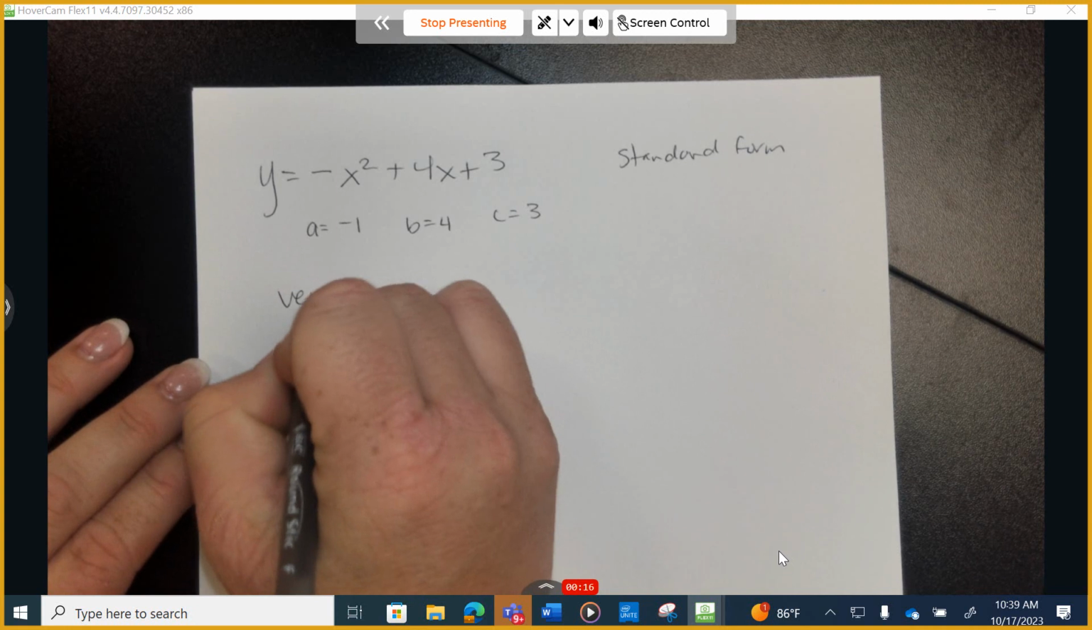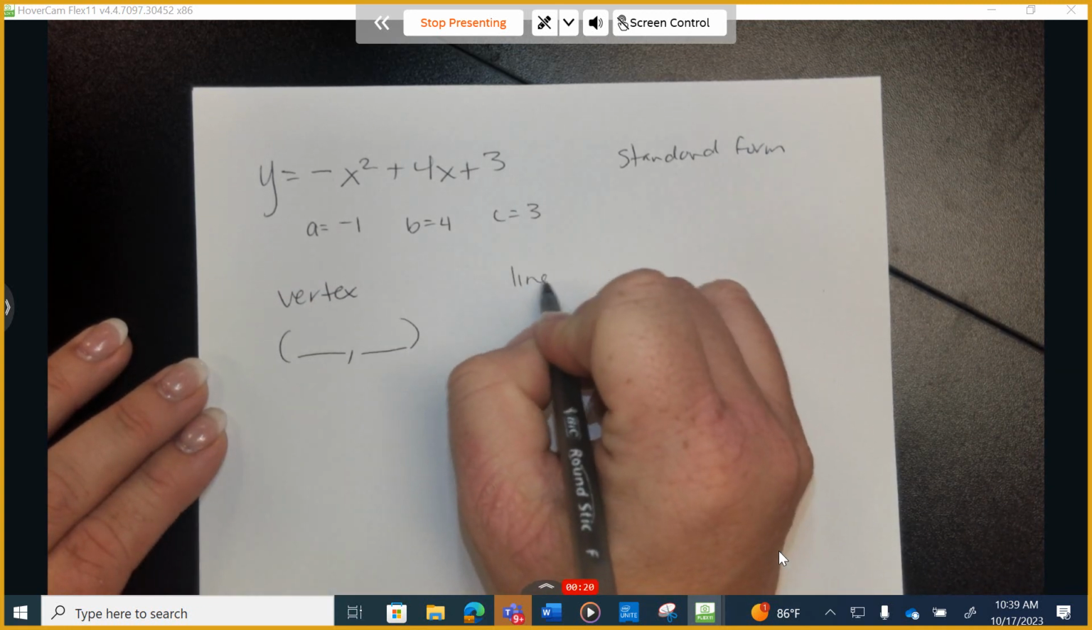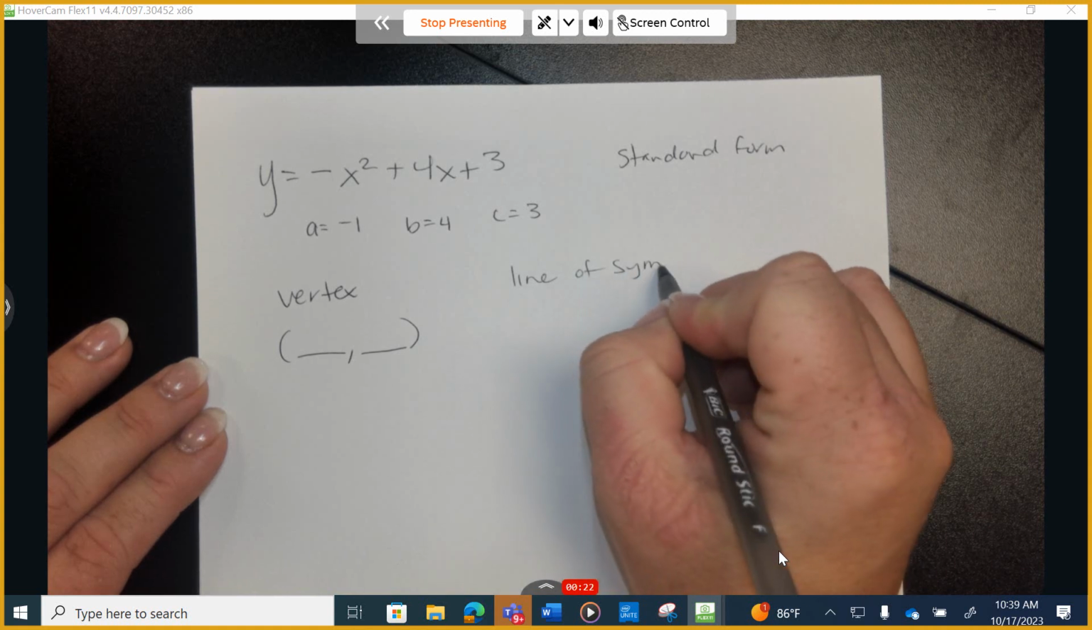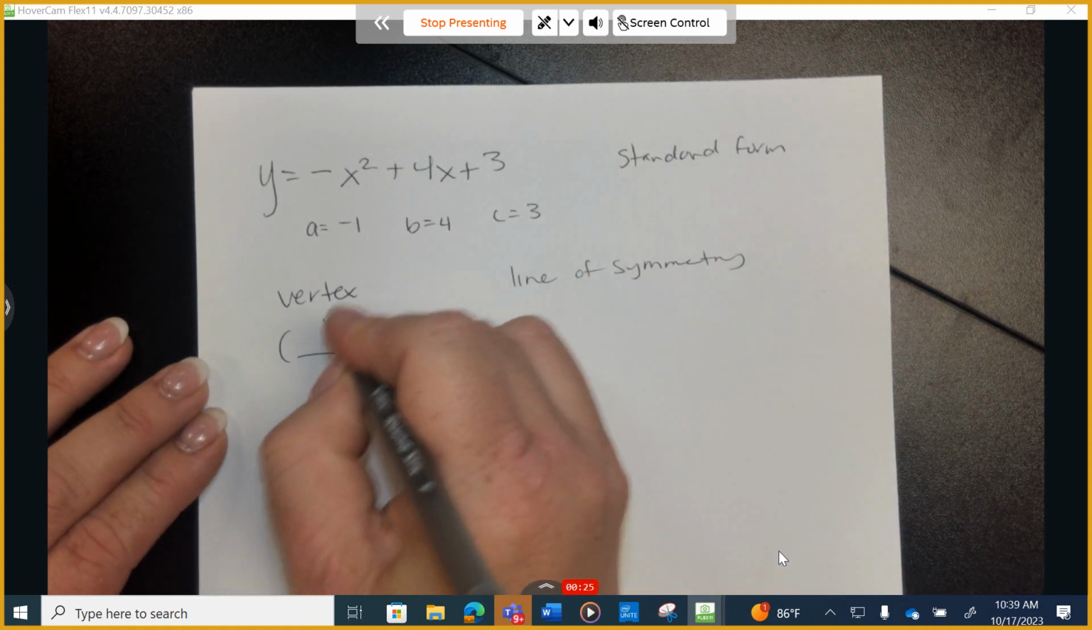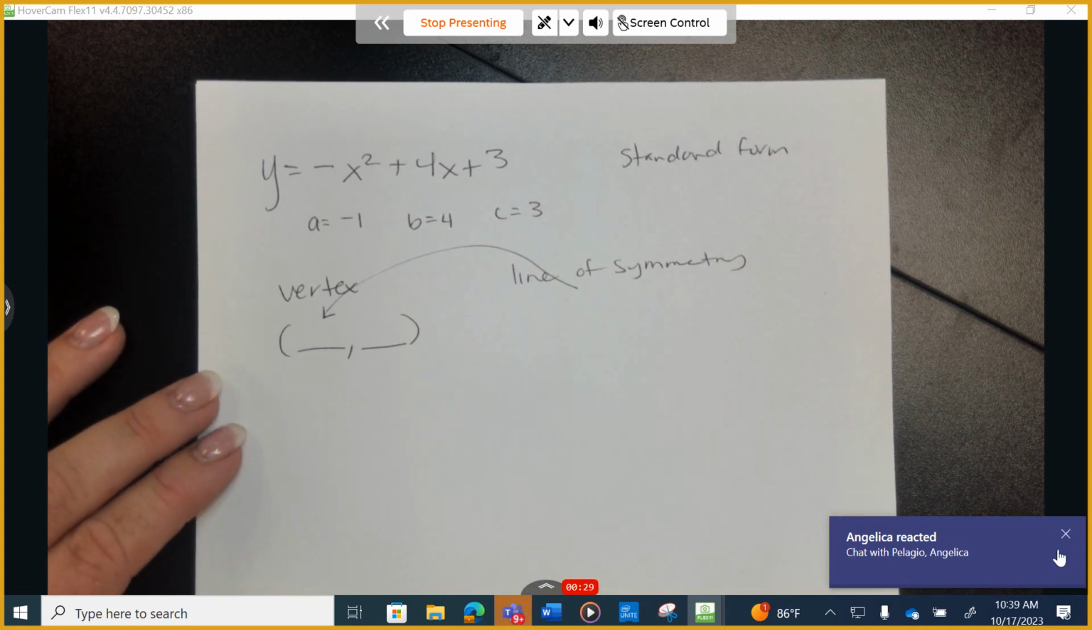The one is, what is the vertex? So we'll have an X and a Y coordinate. And the other is, what is the equation of the line of symmetry? Now the line of symmetry relates directly to the X coordinate of the vertex. So how can we do this?